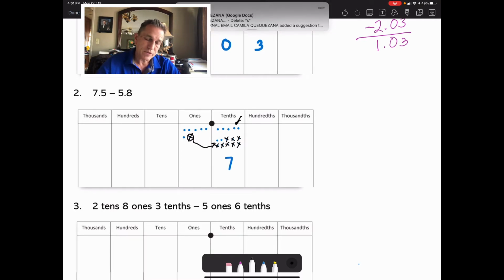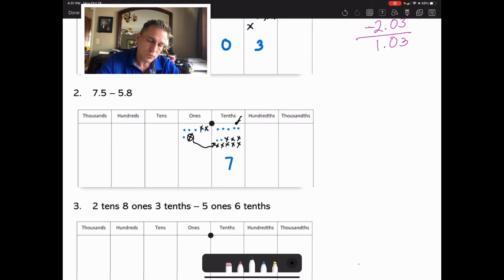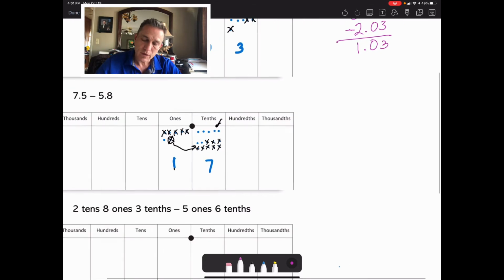Now I also have to take away 5 ones. So I'm going to do that. 1, 2, 3, 4, 5. So there is 1 one left. Let's do that in blue. 1 one left. So I have 1 and 7 tenths. Now let's take a look and see what that looks like in numbers.